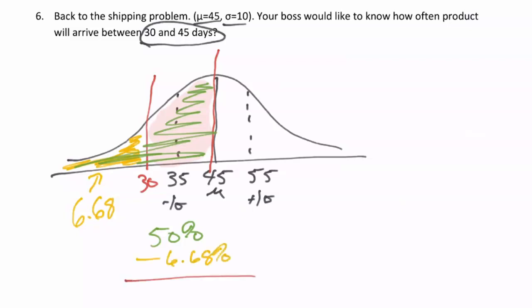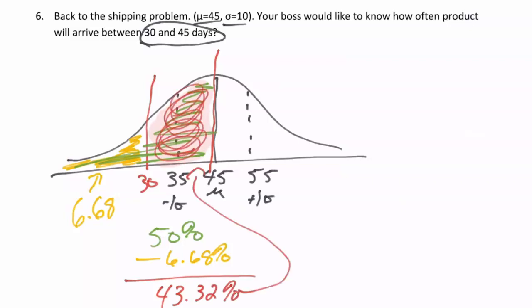My arithmetic gives me 43.32% for this region in red. So now you've got to make some business decisions. If the client is okay with it arriving between 30 and 40, or if the organization is fine with the subcomponents arriving between 30 and 45 days, are you okay with not quite half the time getting those subcomponents in that time frame?